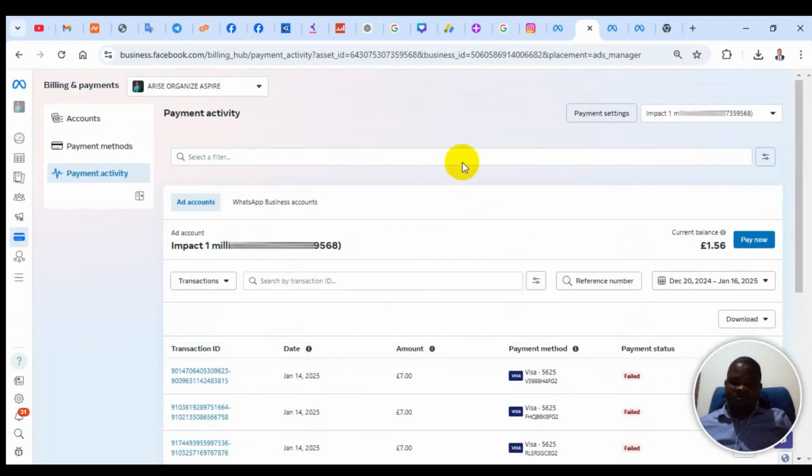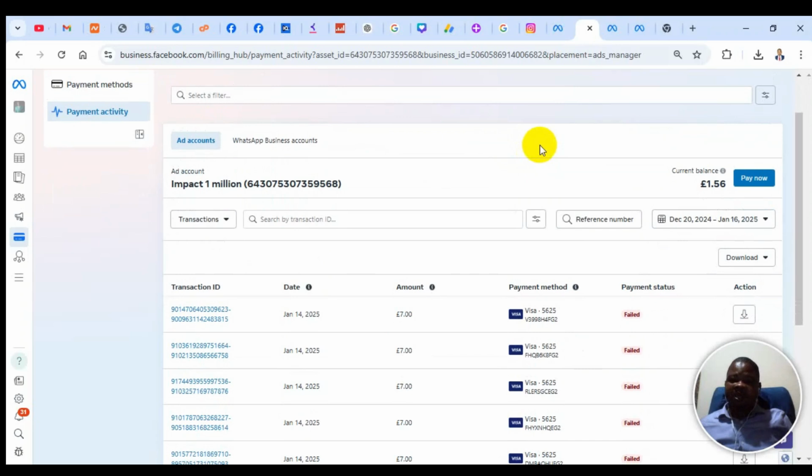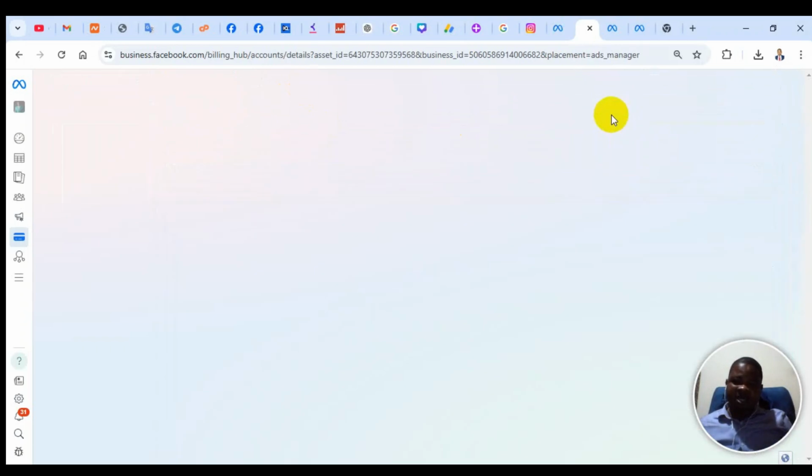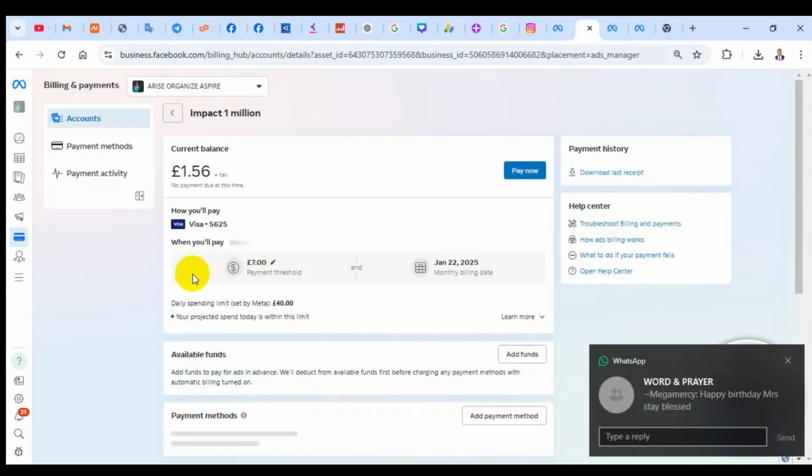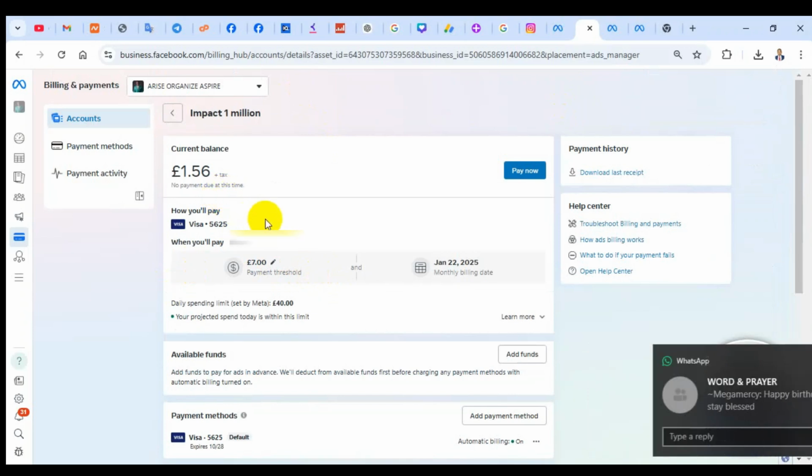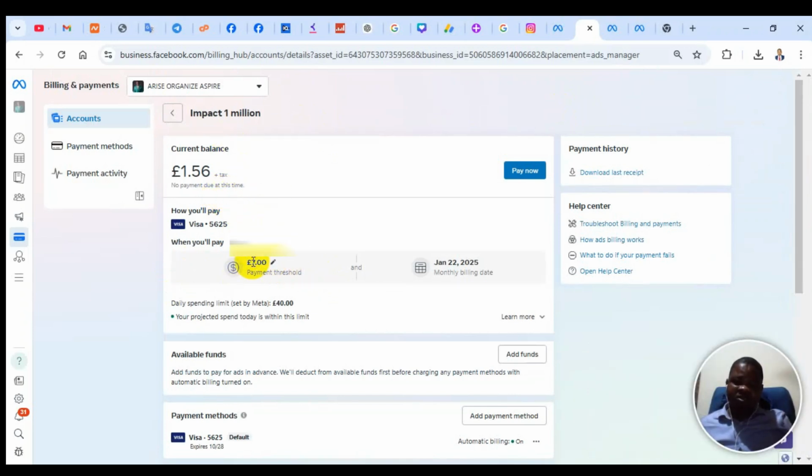Now I want to explain to you what causes the temporary hold problem and how to solve it once and for all. Temporary hold is a situation where Facebook wants to check whether you have enough money in your ad account for your next payment. So for example, if you come to this ad account, you see the threshold of the ad account. Threshold means the amount they will be charging. When I spend up to that particular amount, they will charge. So the threshold is $7.